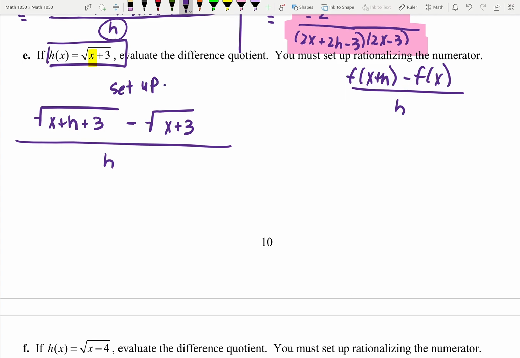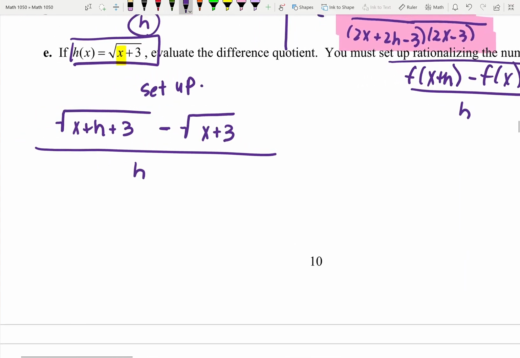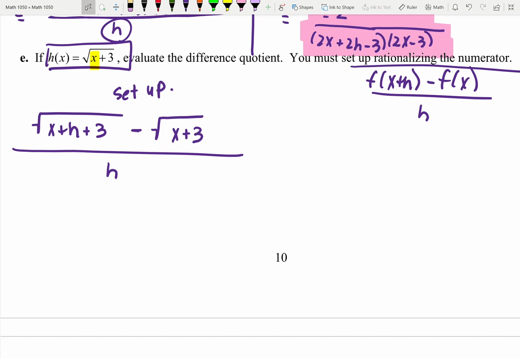Now, Weber State used to make us do this terrible stuff to this. They don't make us do it anymore. One thing they do make us do is set up rationalizing the numerator. What does rationalizing the numerator mean? It means look at the top, and you can't have any roots up there. Those square roots have to go away. We're not actually going to get rid of them. We're going to set up what we would do if we were getting rid of them.